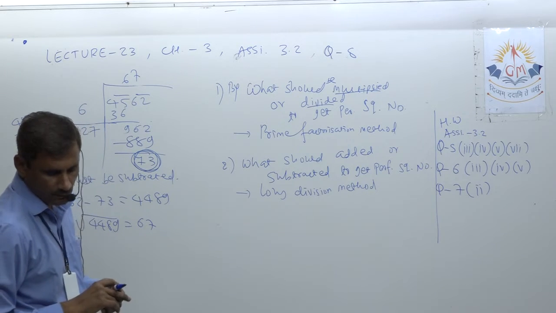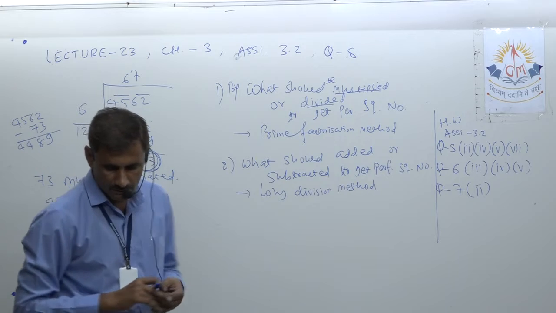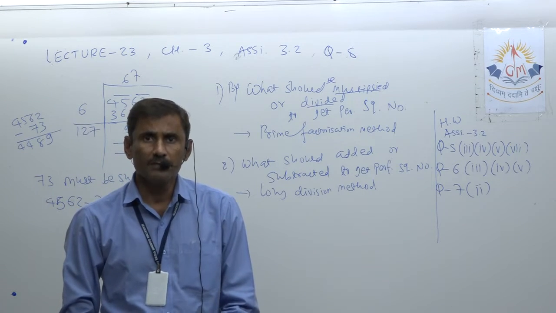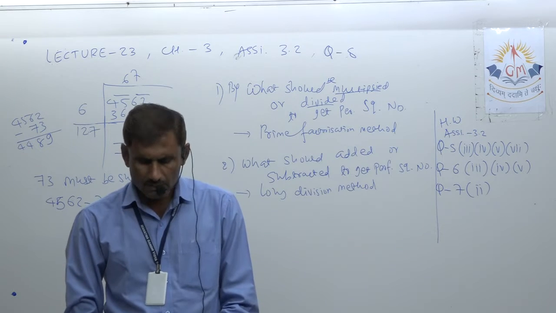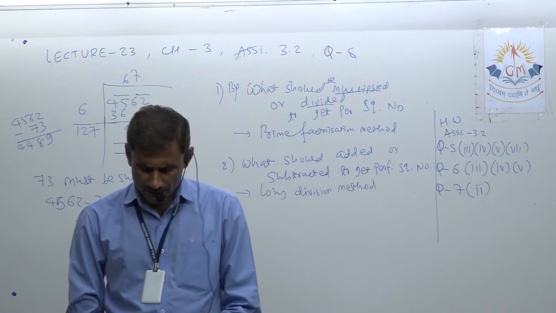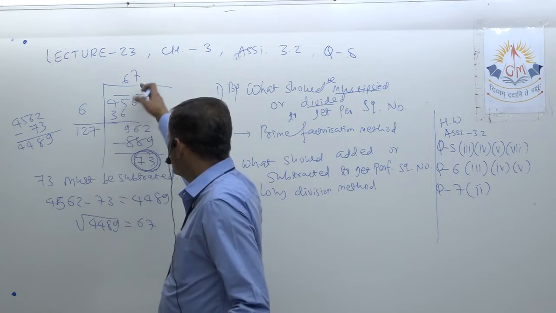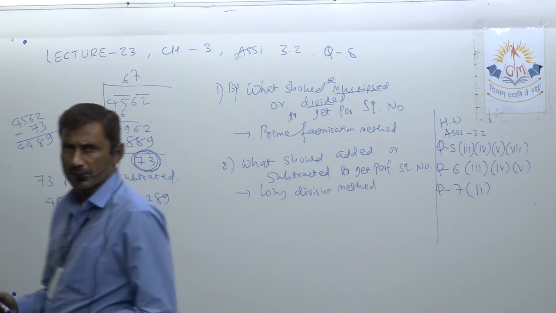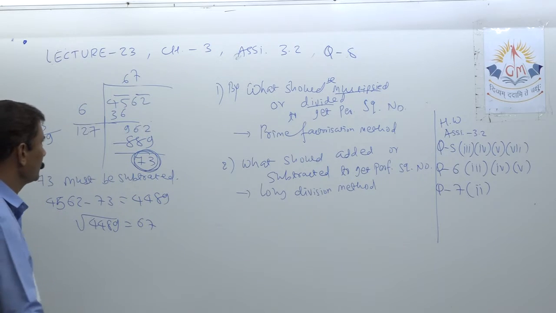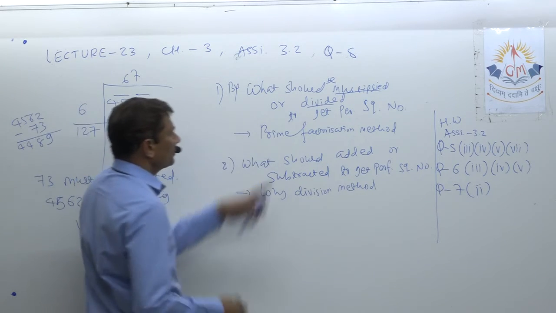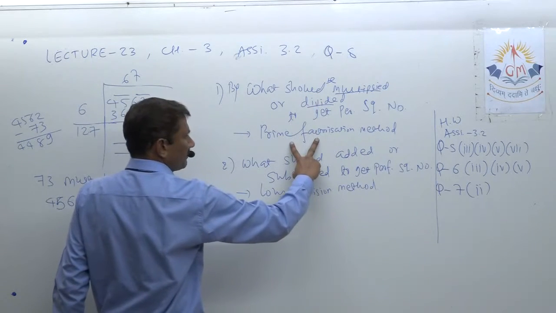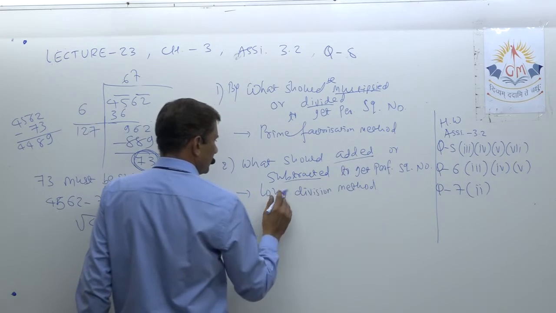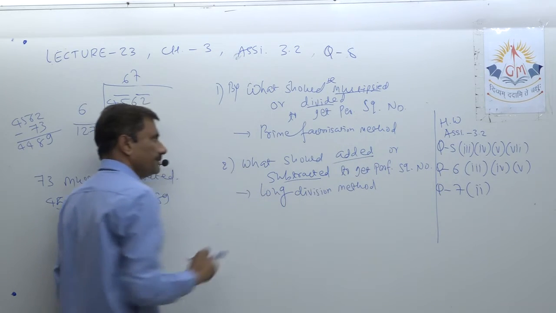Okay, what is given then? 4562. Again the same number is there. So I think we should give the answer directly now, because 4562 is the same. Otherwise I am again copying it in the next sum. Now you understood multiply or divide, prime factorization method, added or subtracted, long division method. Okay, long division method. So I am rubbing it.